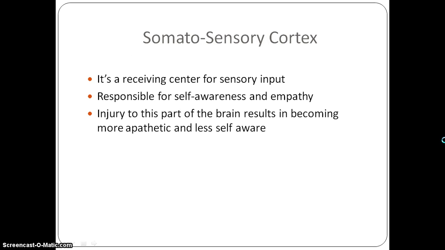Next we can go over the somatosensory cortex. It deals with sensory input and is responsible for self-awareness and empathy, which is going to be a big component of emotional intelligence. And of course, any injuries to this part of the brain would result in adverse effects, such as becoming less sympathetic and also less self-aware.